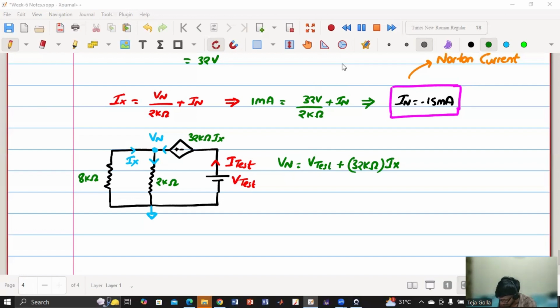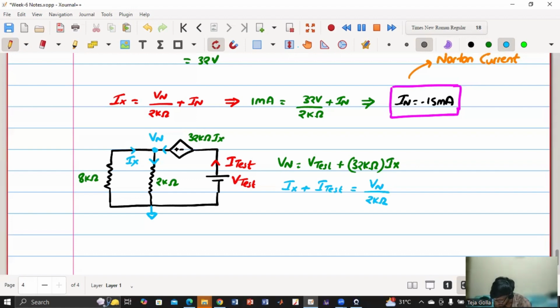So now I'll apply KCL at that node. So current entering must be equal to current leaving. So current entering is Ix plus I test is equals to current leaving, which is Vn by 2 kilo ohm. Right.